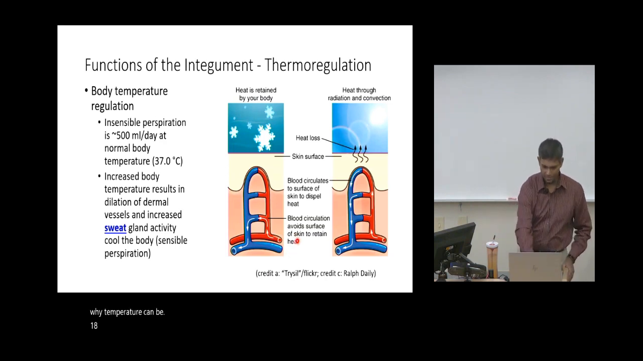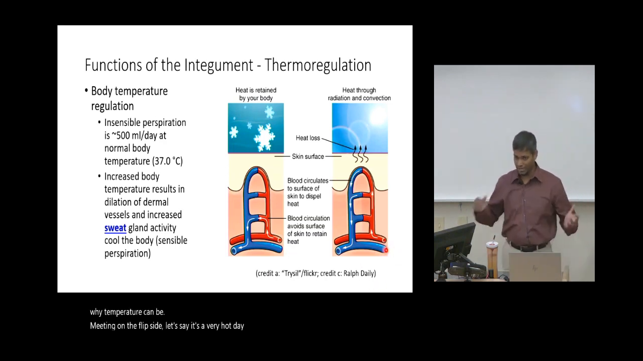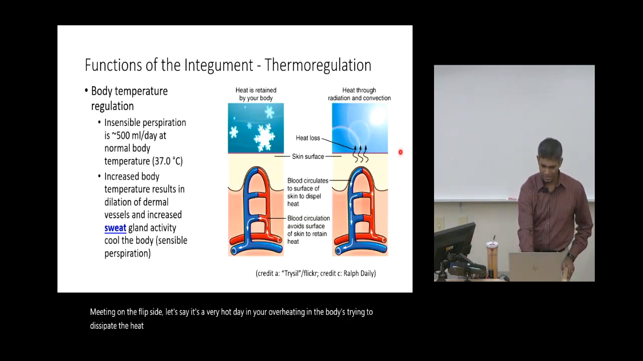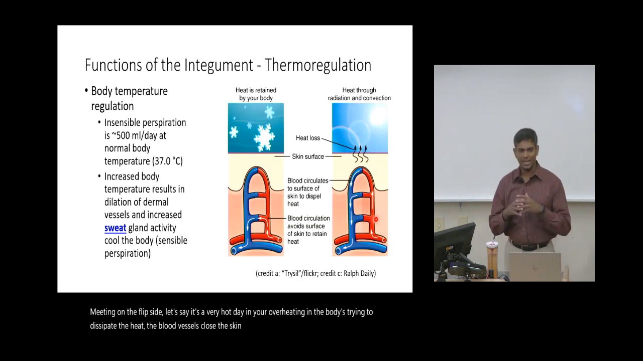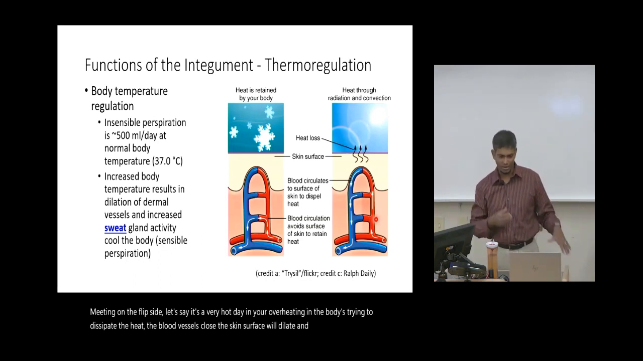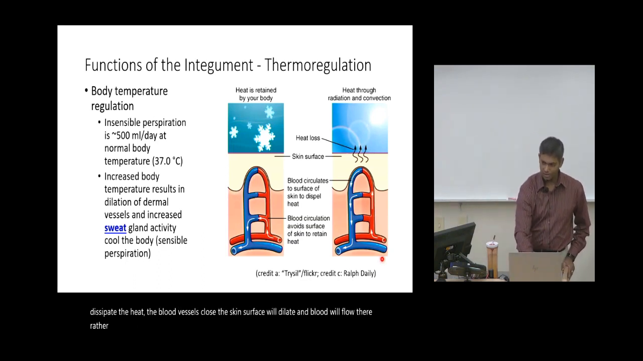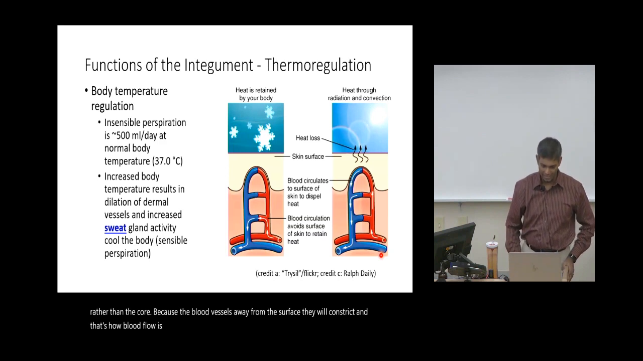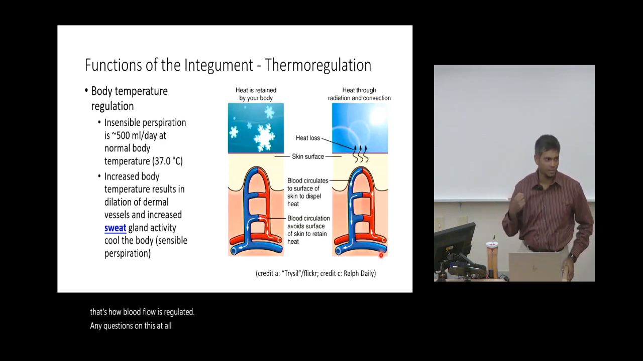On the flip side, let's say it's a very hot day and you're overheating and the body is trying to dissipate the heat, the blood vessels close to the skin surface will dilate and blood will flow there rather than the core, because the blood vessels away from the surface will constrict, and that's how blood flow is regulated. Any questions on this at all? How the body maintains the temperature.